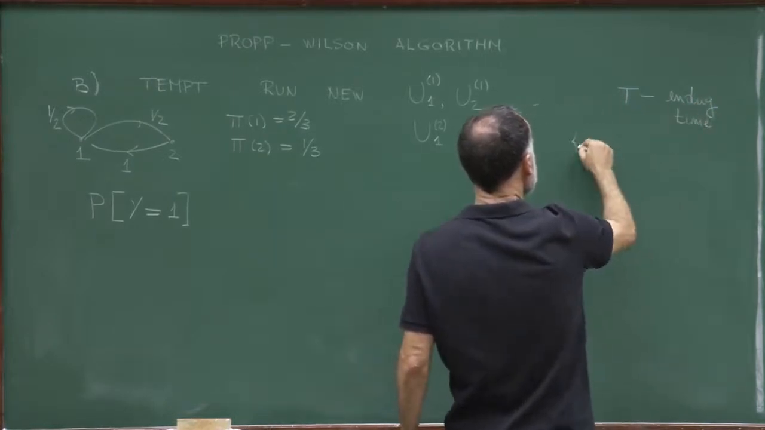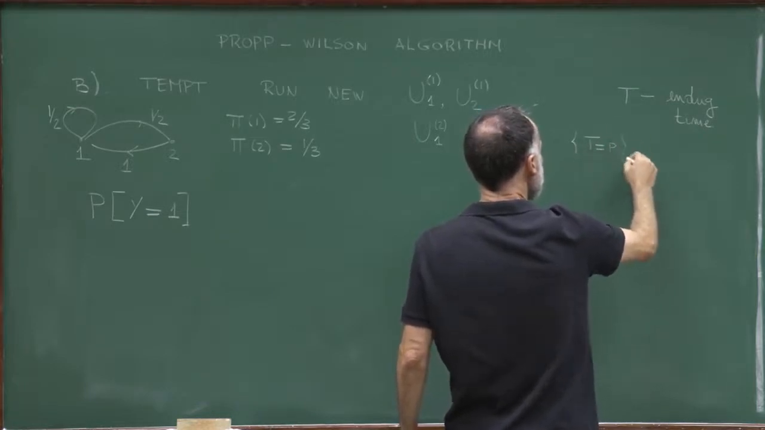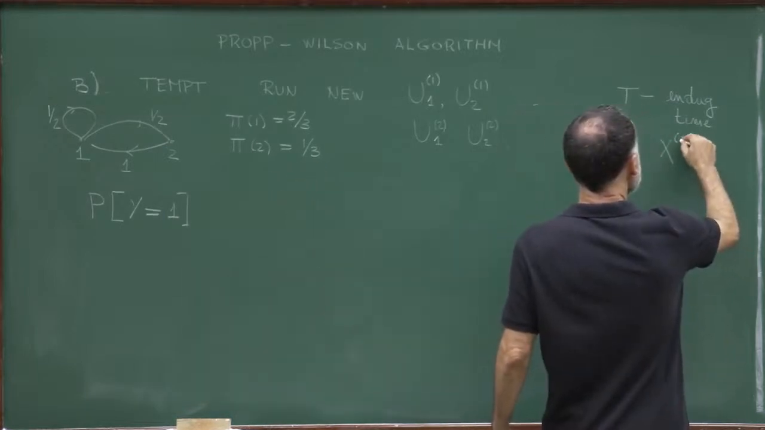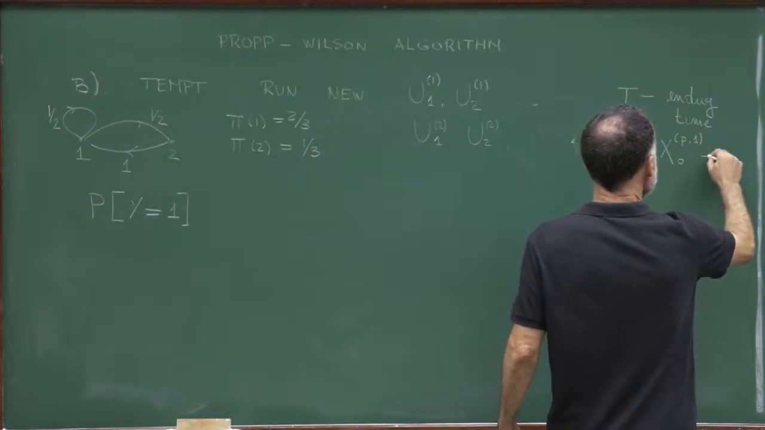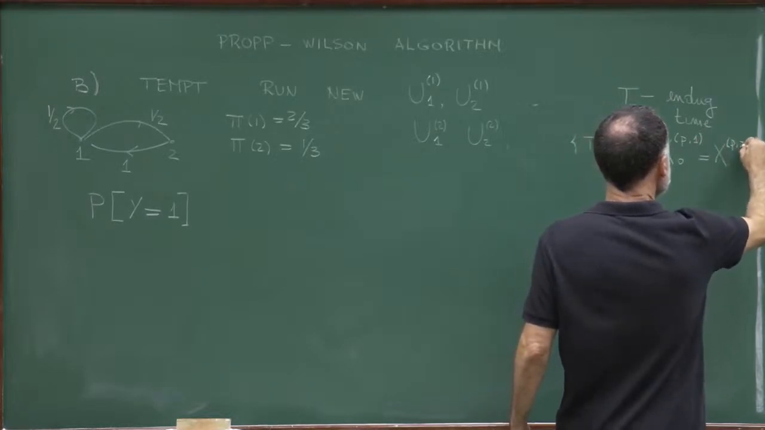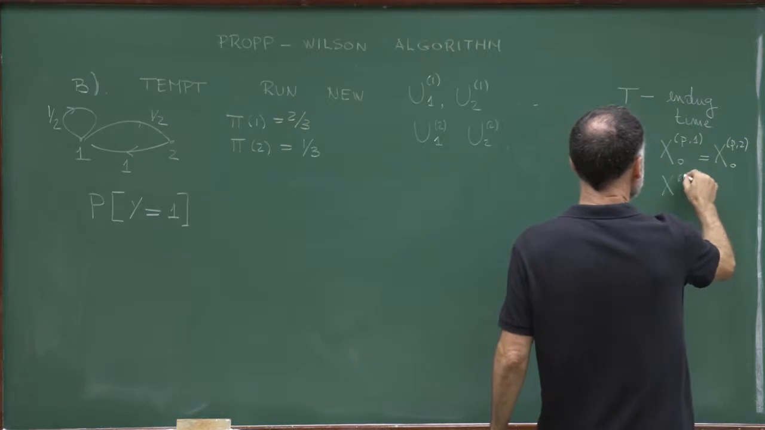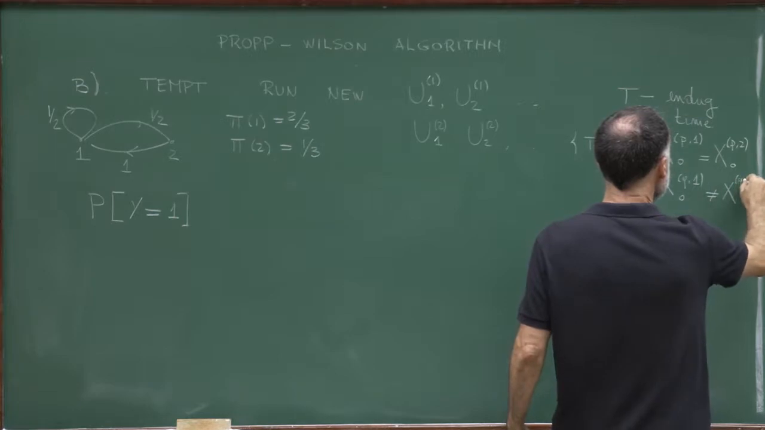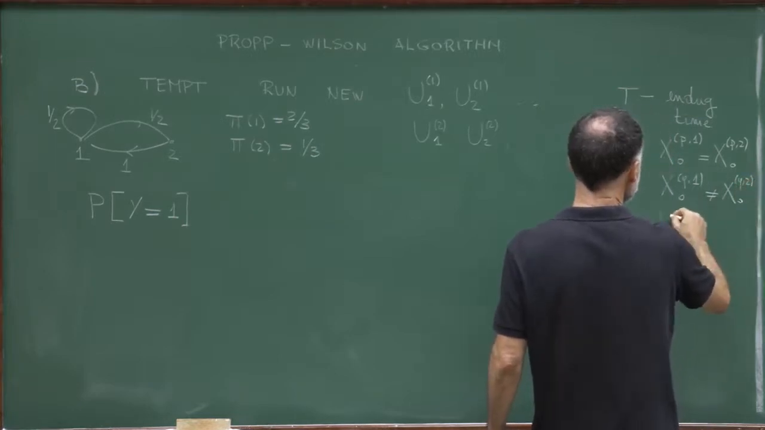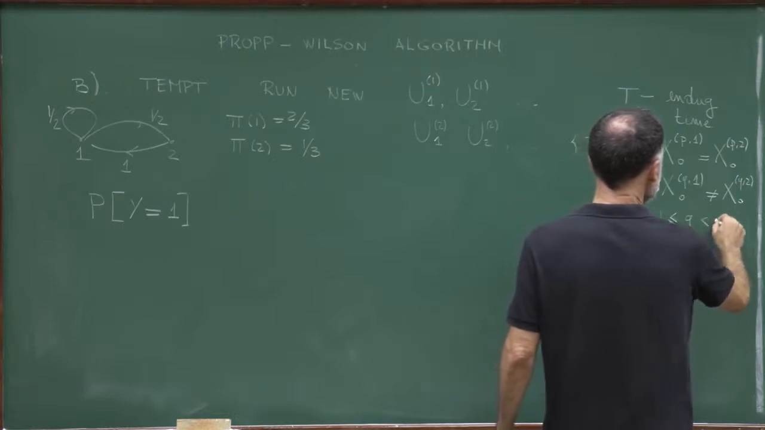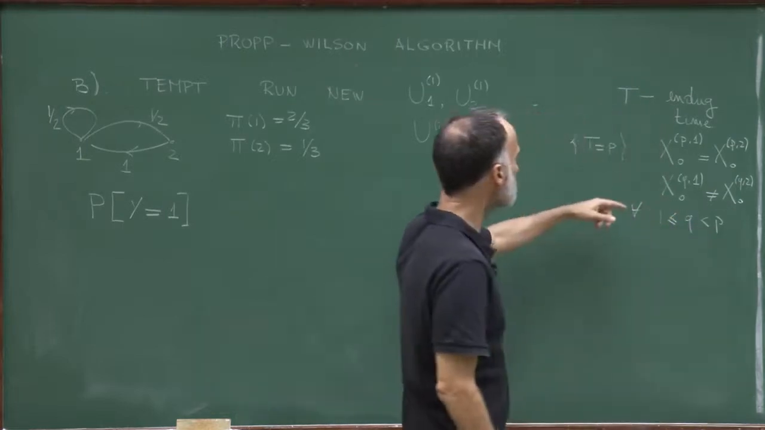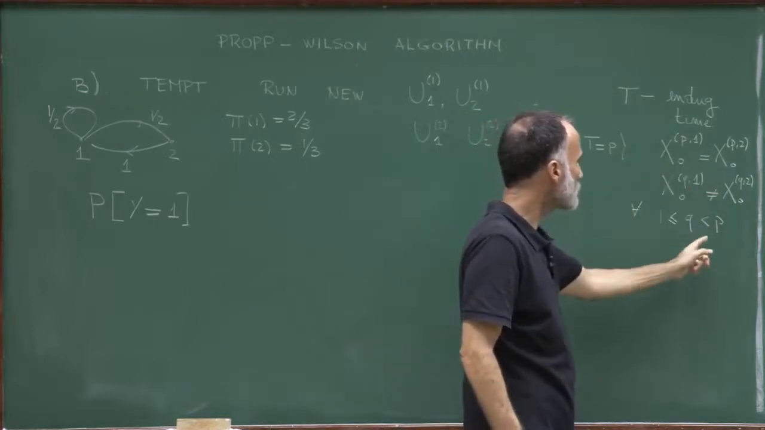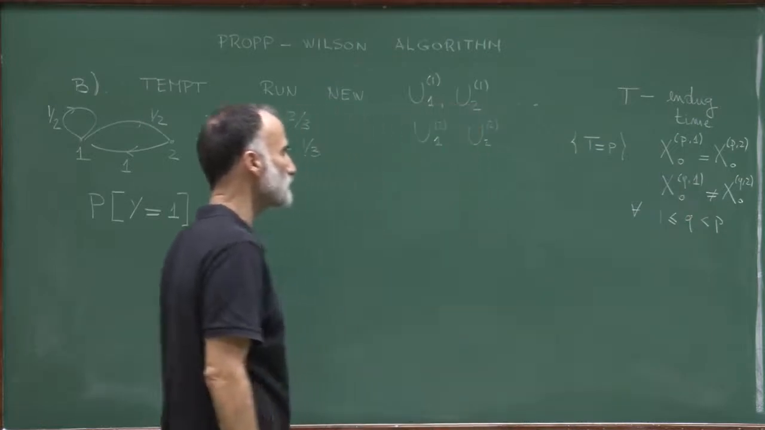So remember that t is equal to p if, well, in our case we have only 2 random variables, which means that if x_{p,1}(0) is equal to x_{p,2}(0), and if x_{q,1}(0) is different from x_{q,2}(0) for all q between 1 and p. So t equal to p means that the algorithm was successful at stage p and wasn't successful at stage q for q less than p.